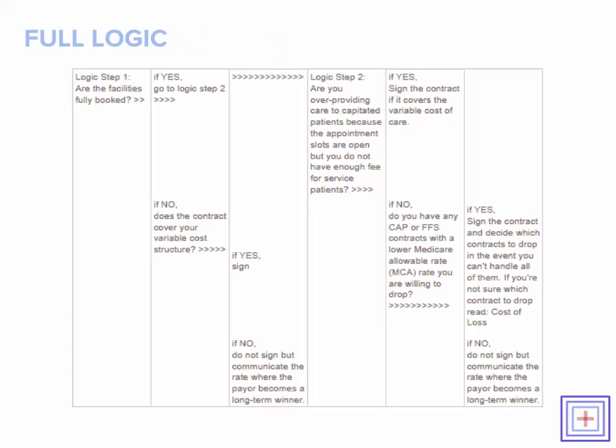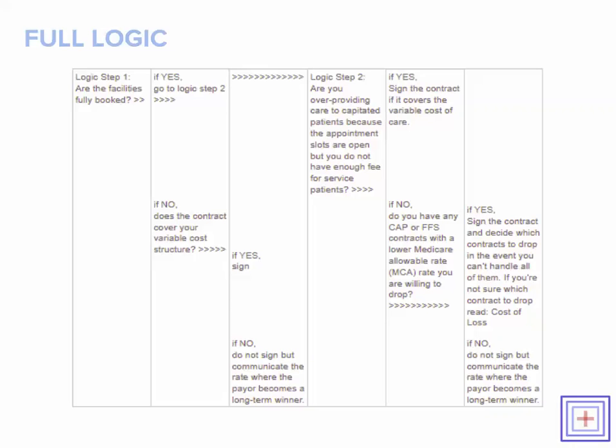So jump into it. The first question you want to ask yourself is, are the facilities fully booked? So are all your locations and all the schedules fully booked? If those are fully booked, then we'll go to step 2, and we'll do that now. So then again, this is for a provider with capitated patients. You need to ask yourself, are we over providing care to those patients because we don't have enough fee-for-service patients available and the capitated patients are just coming back to the facility and care is being over provided?